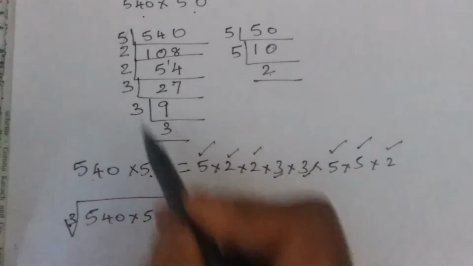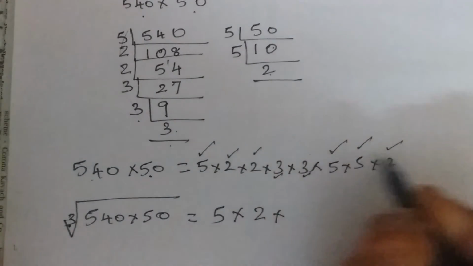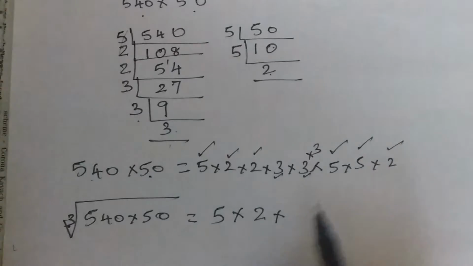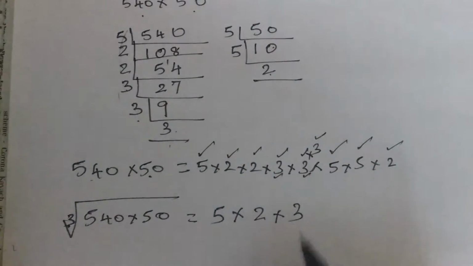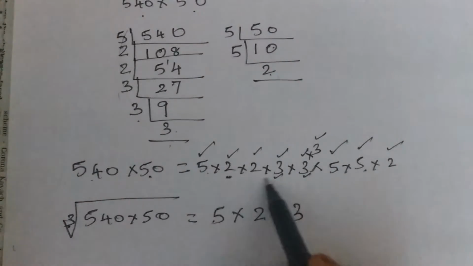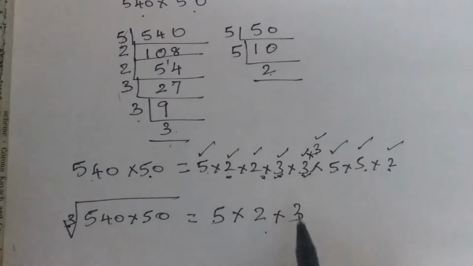Oh, I'm sorry. One more 3 is here. Here are 3 3s. 3 into 3 into 3. That's one more 3 we have to put. I'll put it here. See, there is one more 3. 3 into 3 into 3. So 3, 3, 3. For 3 3s, 1, 3. Got it? For 3 5s, 1, 5. For 3 2s, 1, 2. And for 3 3s, 1, 3.